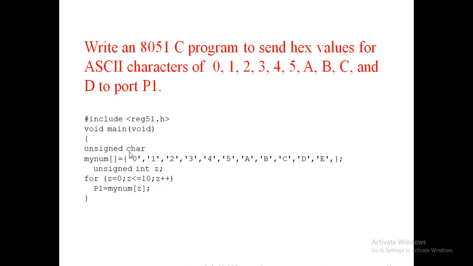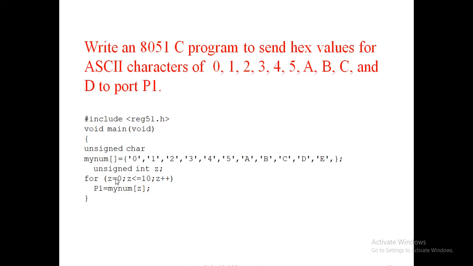It is an unsigned char. On the same line; due to the unavailability of space, it comes to the next line. Unsigned char, my num is an array. Whatever ASCII values I want to display on port 1 have to be sent within single quotes. For example, the ASCII value of '0' has to be displayed on port 1, then the ASCII value of '1', '2', '3', and 'A' to 'E'. Here for Z I am using an integer, so unsigned int Z.